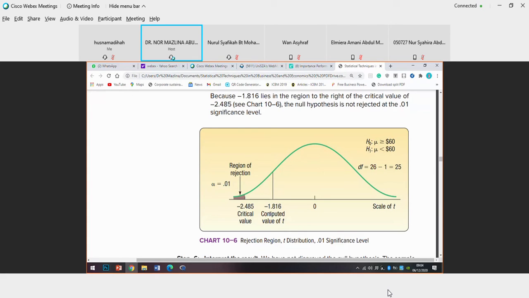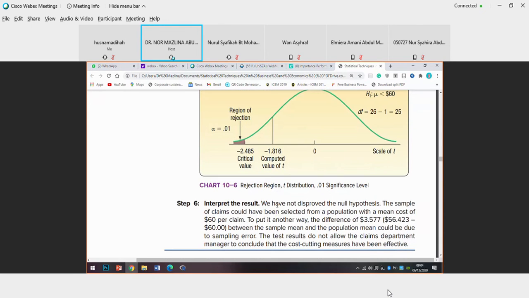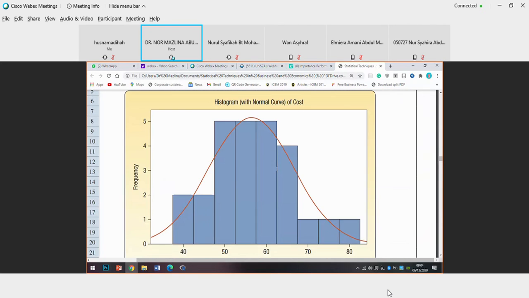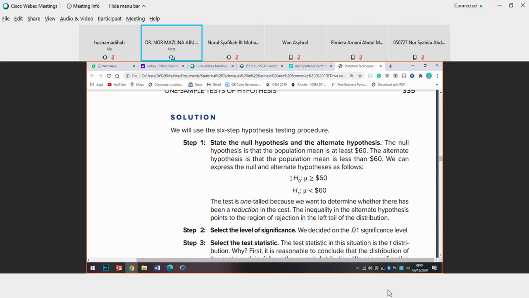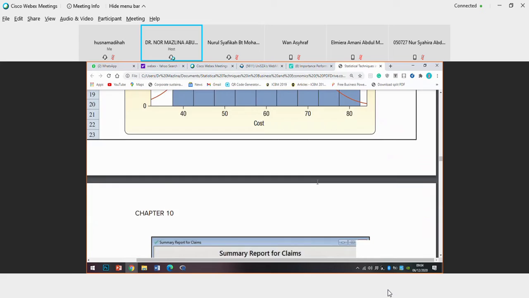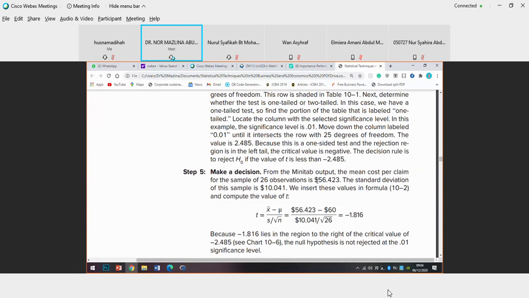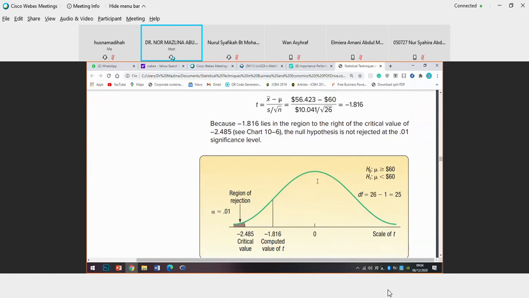So the computed T value lies in the non-rejection region. Therefore, do not reject H0. Okay, jadi apa maksud do not reject H0? Balik kepada kepala ni lah ni. If you don't reject H0, means that mu is more or equal to 60. Okay, jadi with the evidence you have, does not conclude that mean cost for claims is less than 60.